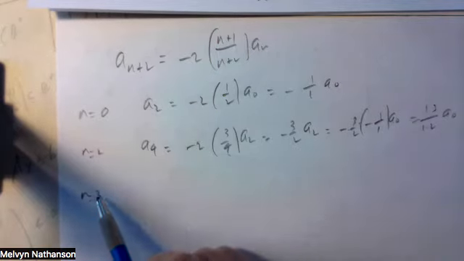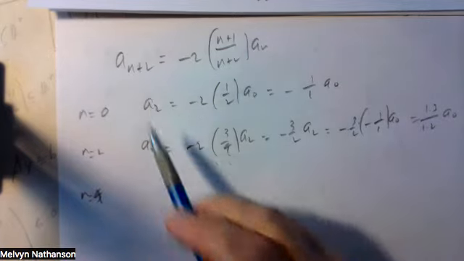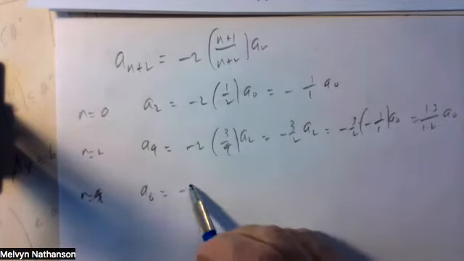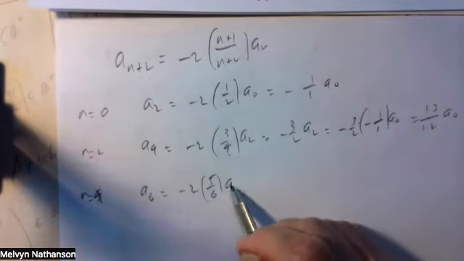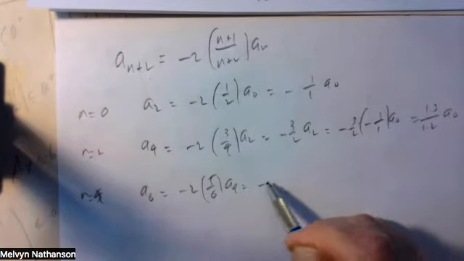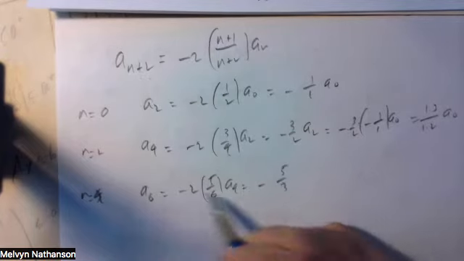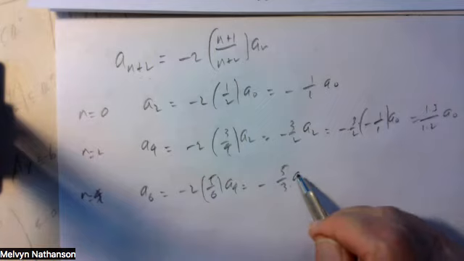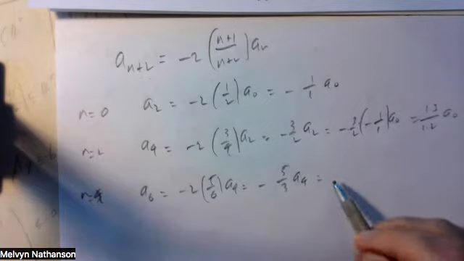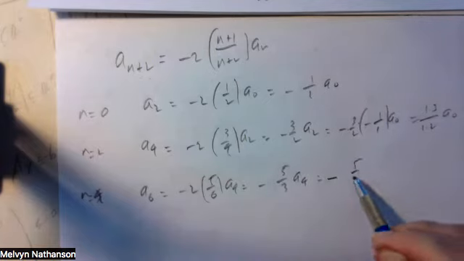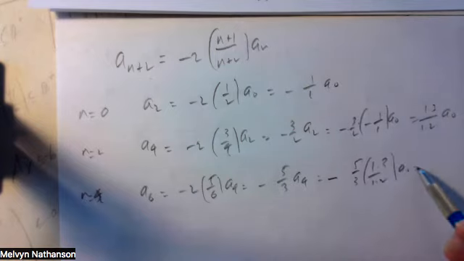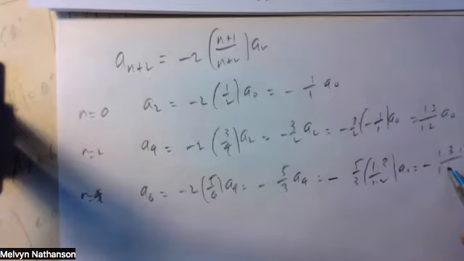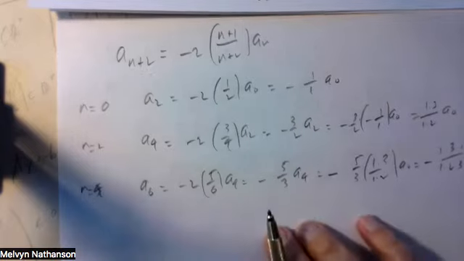When n is 4, I have a 6 is minus 2 times 5 over 6 a 4, which is minus 5, the 2 into 6 is 3, a 4 is minus 5 over 3 times 1 times 3 over 1 times 2 a 0, which is minus 1 times 3 times 5 over 1 times 2 times 3 a 0.